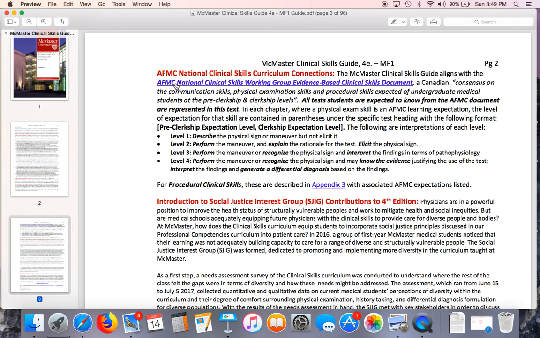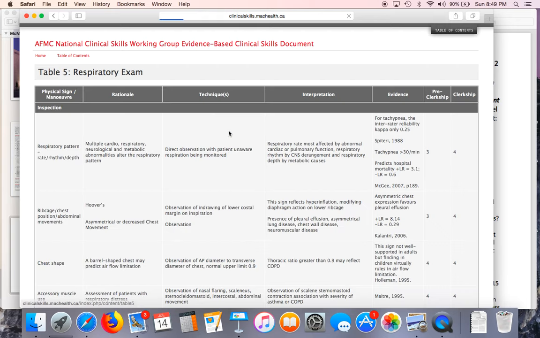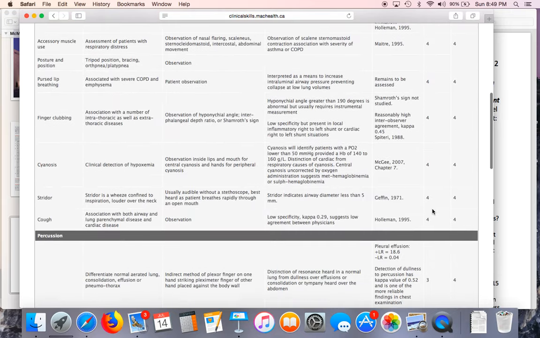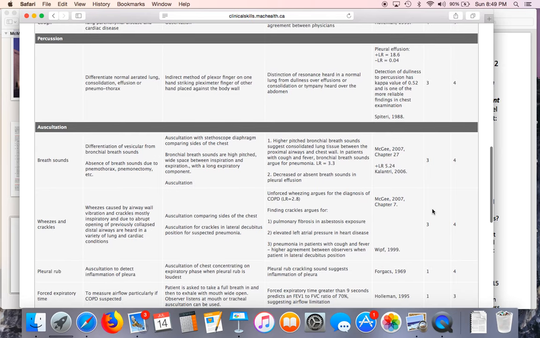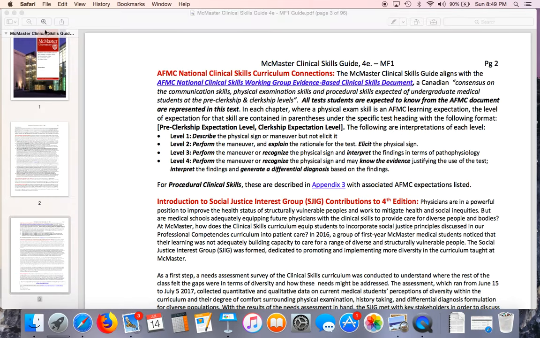So it'll hit a hyperlink and show you this. This is something that you can refer to if you're ever curious. If you go to the respiratory exam, for example, you can see that there's certain specifics, the rationale, the techniques, some of the evidence behind them, but also for a pre-clerk and for a clerk, the different levels. And these all have legends to explain what a 4 and a 3 and a 2 is. So if you ever want to review that, that's there for your review.